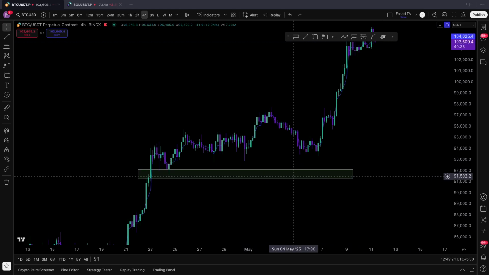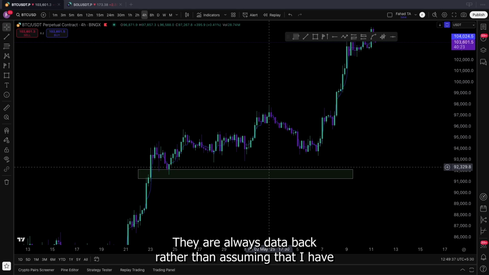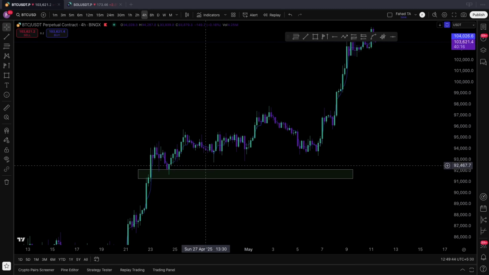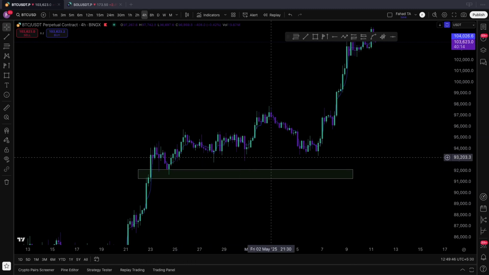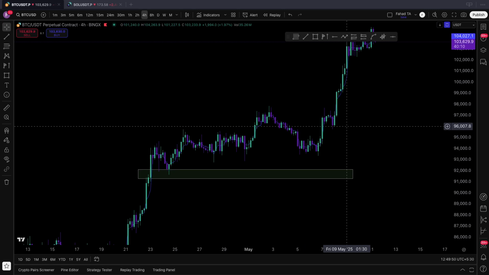If you are capable enough of marking your support and resistance levels, personally I do not like to mark levels like this just on the basis of observation. And anyone who has been watching the stream for some time now already knows how I mark my levels and what kind of levels I mark. They are always data backed rather than assuming that I have a support level around this area. I would like to have a certain kind of logic for me to believe that next time when the price retraces in that area, I might get a good confirmation for me to trade into that area.